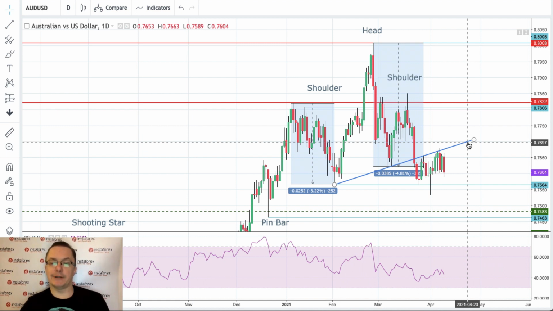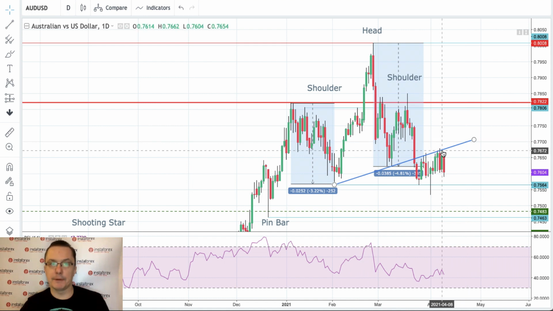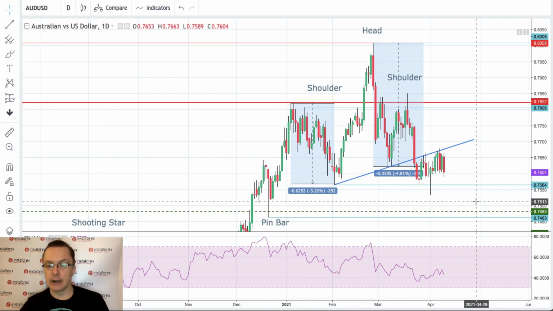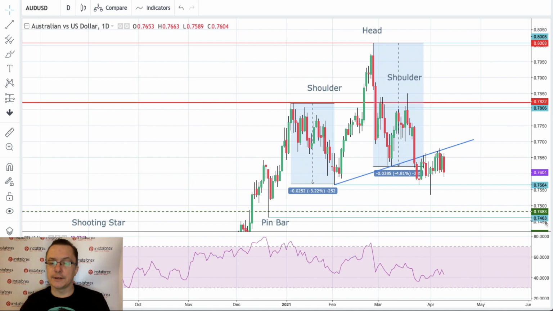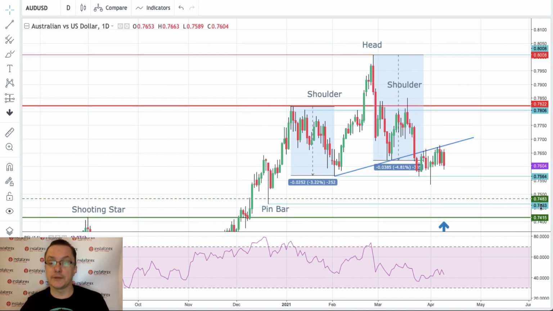So if the bulls are not strong enough to go up, then it means that the 7,564 level will be tested. Then of course the lows from the 1st of April, 7,553, will be violated, and we will go lower to 7,463. This is the short-term target for bulls. Sorry, for bears, of course.